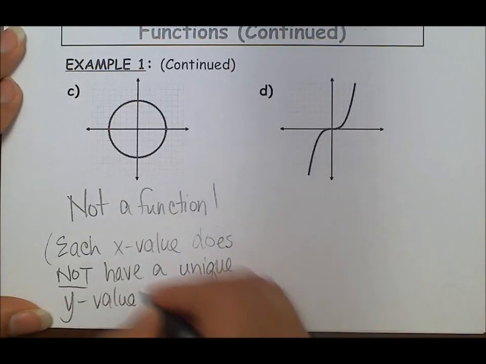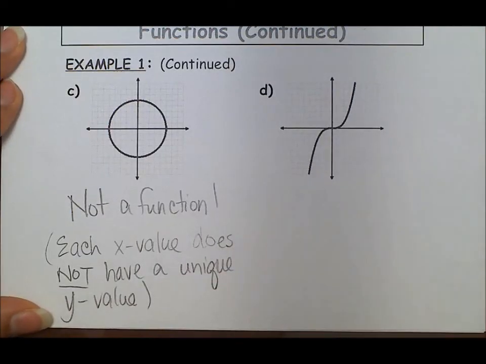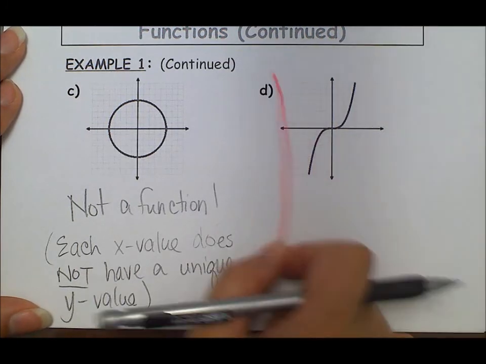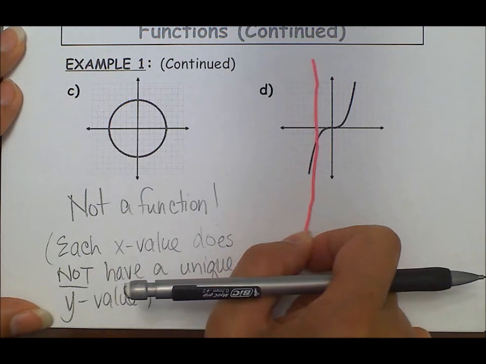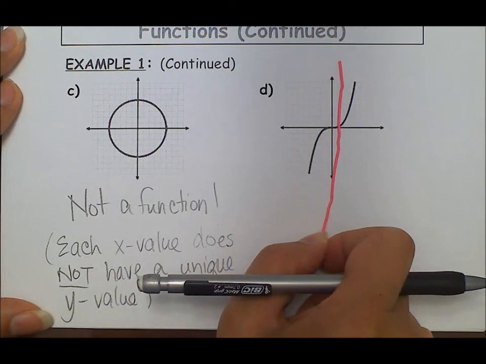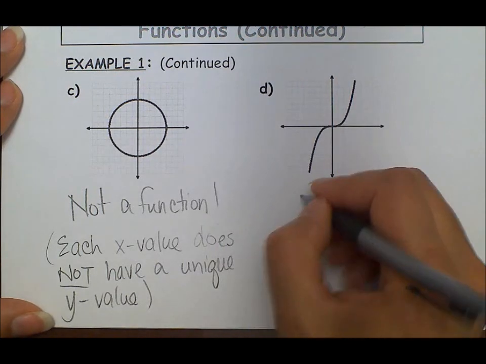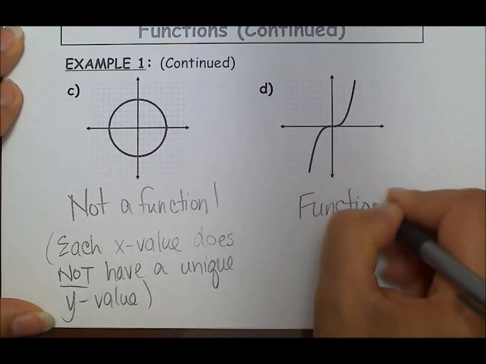Okay, let's take a look at the last one here and see whether or not this one's a function. Again, do the vertical line test, see if it passes the vertical line test. And so far it's only hit the graph in one place all the way across. So what that tells me is that this is a function. Okay, each x value has a unique y value.